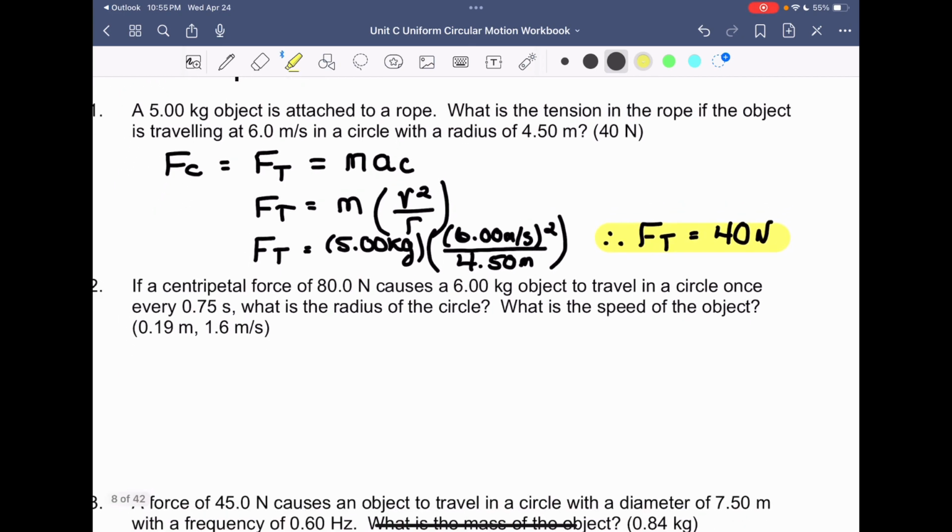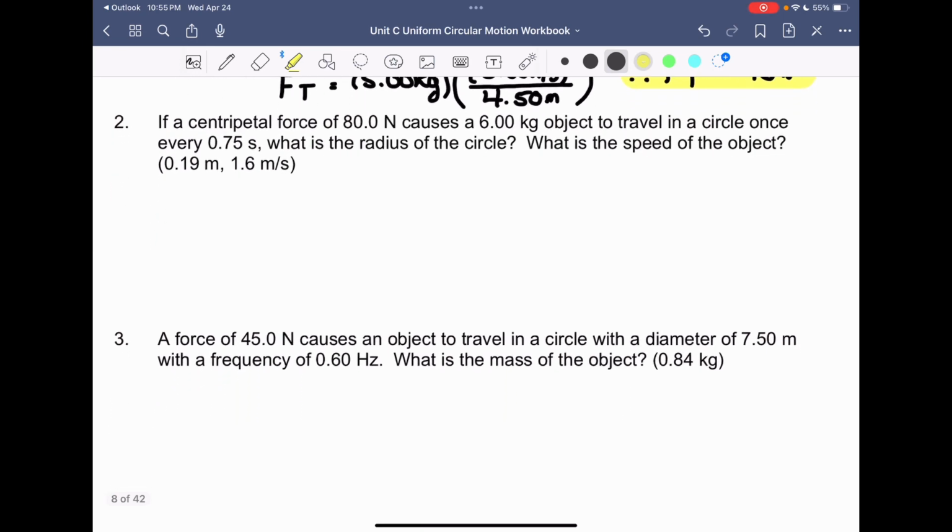Now, let's deal with a little bit more of an applied problem. If the centripetal force is 80 newtons and it causes a 6 kilogram object to travel in a circle one time every 0.75 seconds, what is the radius of the circle? What is the speed of the circle? Now, right away, I'm looking at this and being like, oh, 0.75, that's your period. When they tell you how long it takes to complete one lap, that's your period, so your T value. They gave us the FC, they gave us the mass.